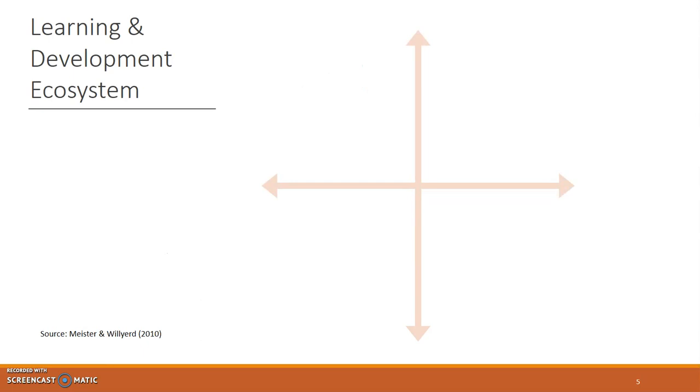As we talk about developing competencies, one way to think about that is this model called the learning and development ecosystem. This comes from our reading in Meister and Willyerd. This ecosystem is based on two different tensions, or two different axes.